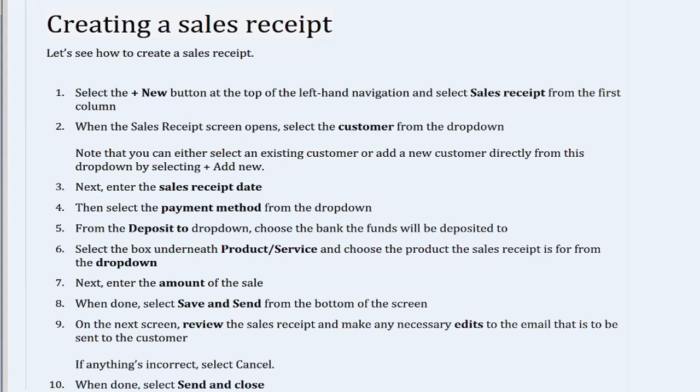Select the plus New button at the top of the left-hand navigation and select Sales Receipt from the first column. When the sales receipt screen opens, select the customer from the drop-down. Note that you can either select an existing customer or add a new customer directly from this drop-down by selecting plus Add New.